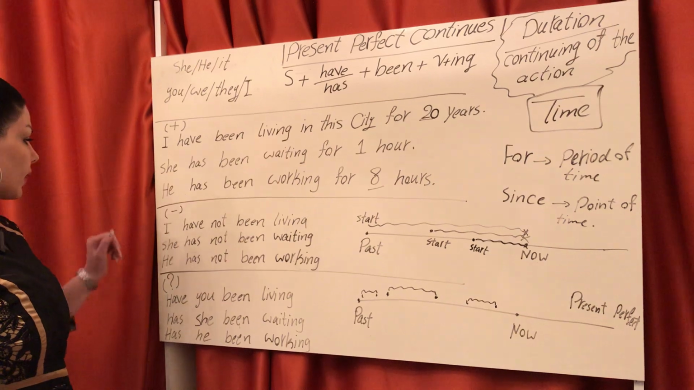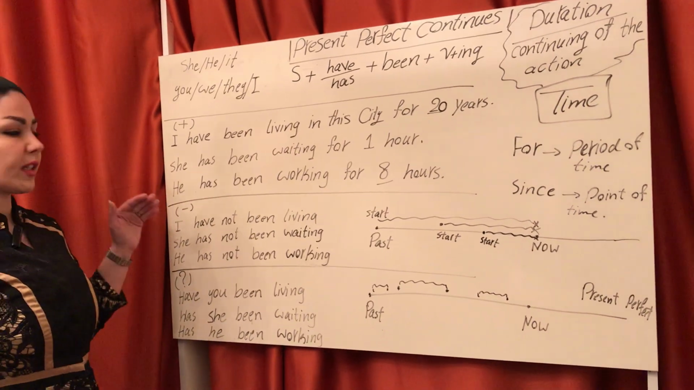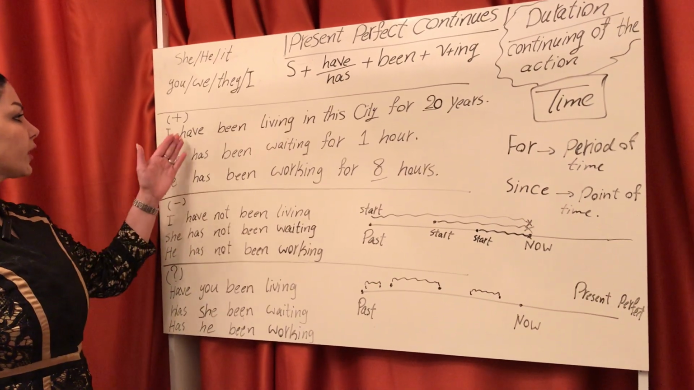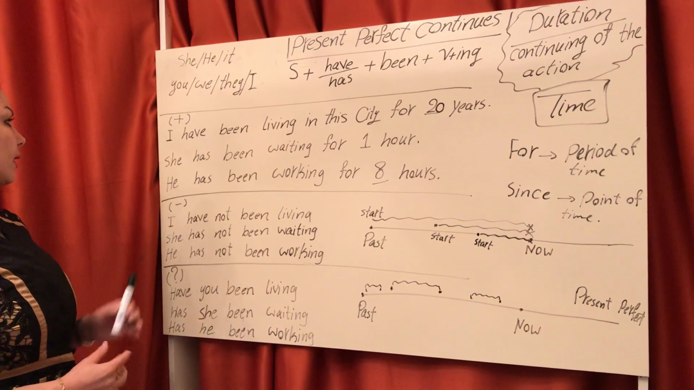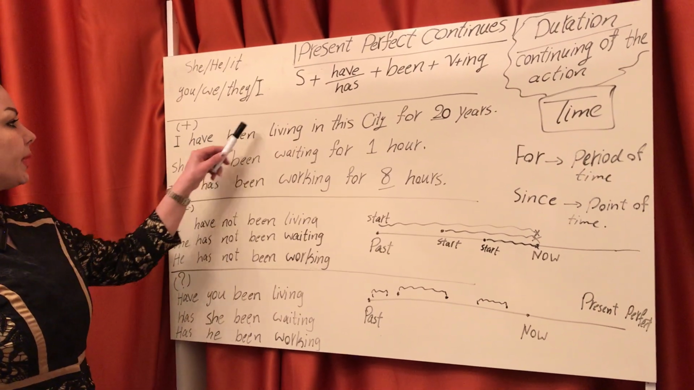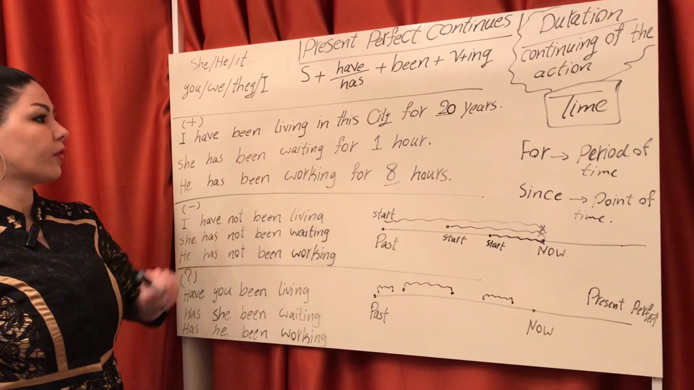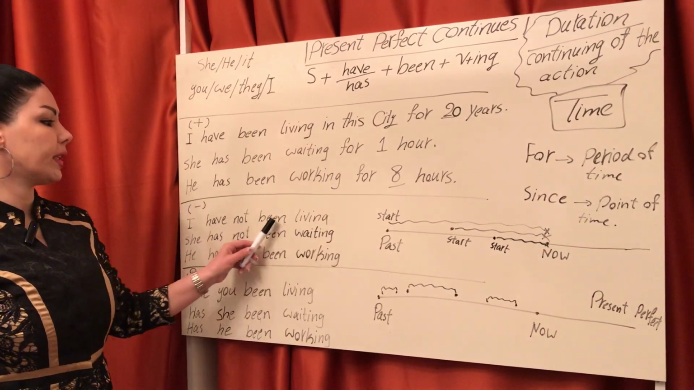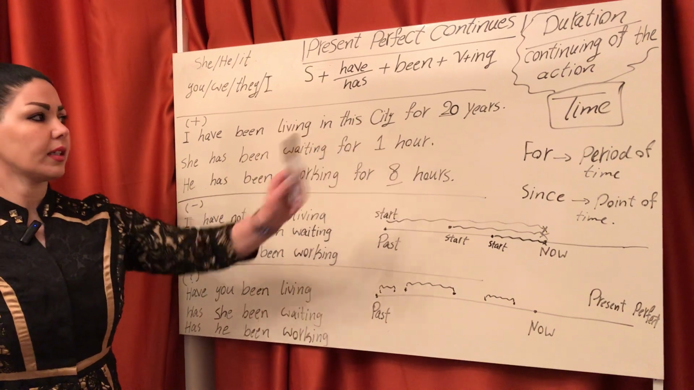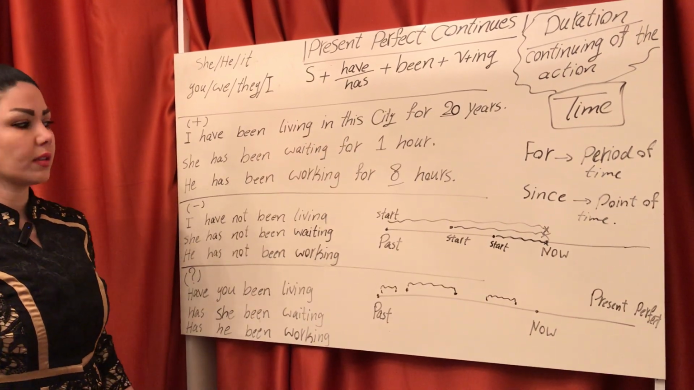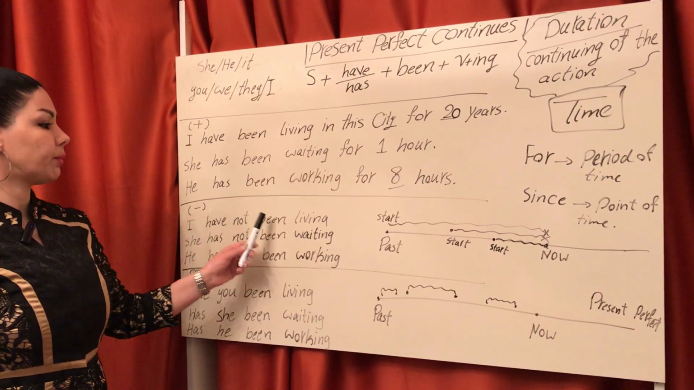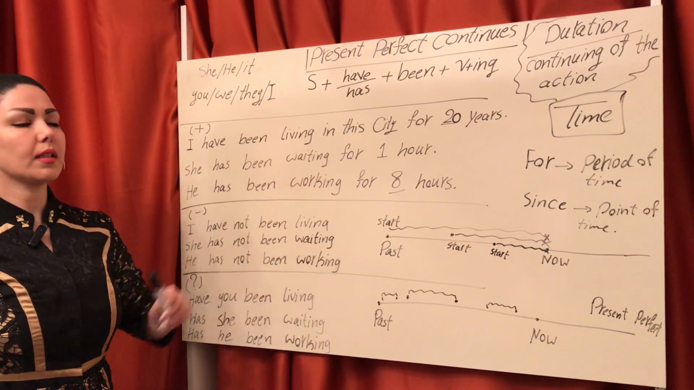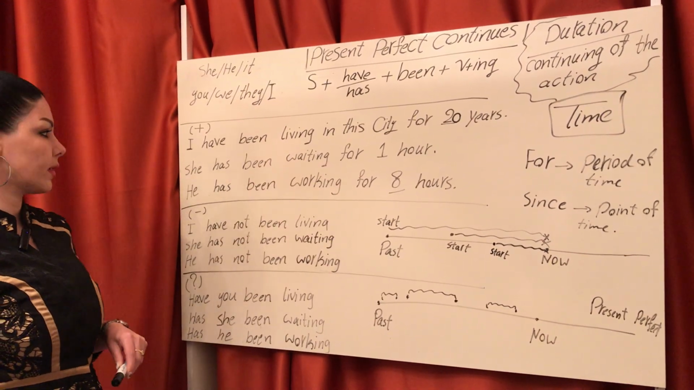For negative, we just add not after have or has. For example, I have been living in this city for 20 years. Negative, I have not been living in this city for 20 years.